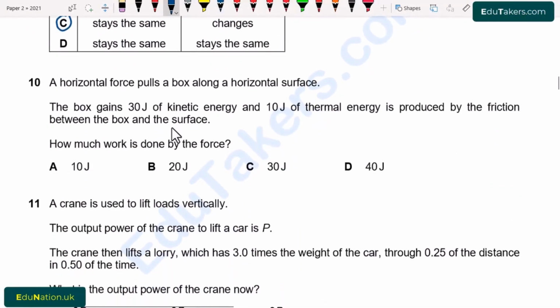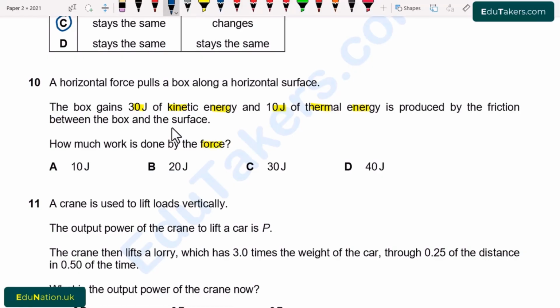Question number 10. A horizontal force pulls a box along a horizontal surface. The box gains 30 joules of kinetic energy and 10 joules of thermal energy is produced by the friction between the box and the surface. How much work is done by the force?